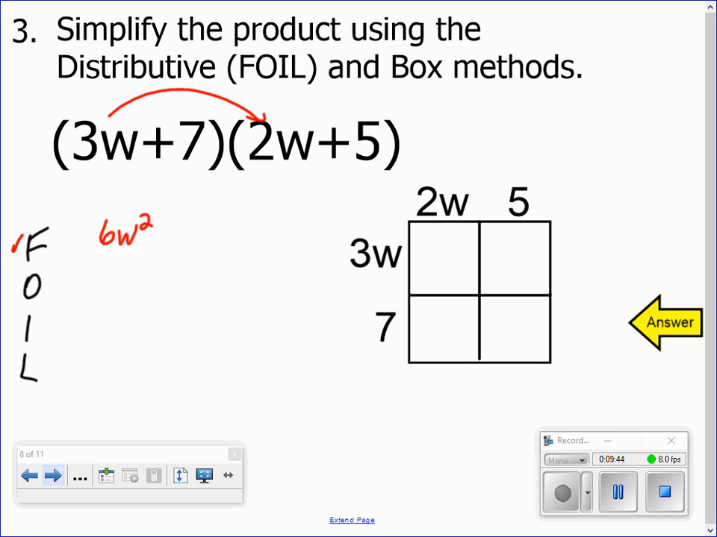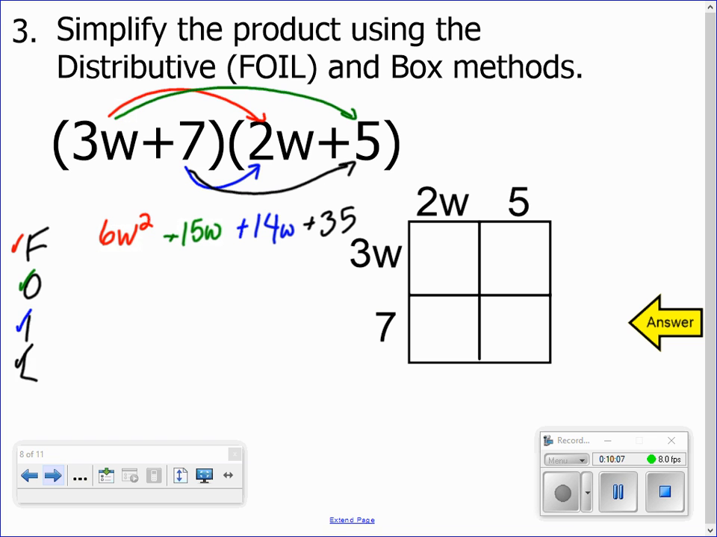I move to my outer terms. So my outside terms is 3w and 5. That would give me 15w. I move to my inside terms. That would be 7 and 2w, which would be 14w. And then I move to my last terms, which would be 7 and 5, which would give me positive 35. Combine your like terms, that's 6w squared plus 29w plus 35.